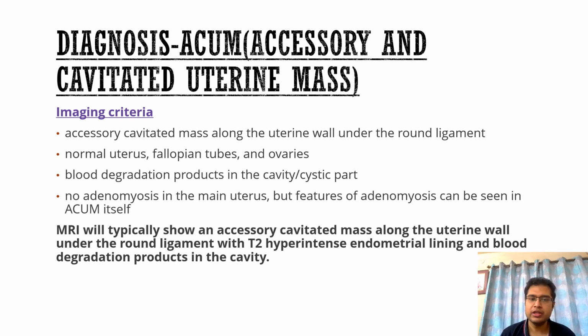The imaging criteria for the diagnosis is an accessory cavitated mass along the uterine wall under the round ligament. The uterus appears normal along with the fallopian tubes and the ovaries. The adnexae were normal. The blood products are seen within the cavity or cystic lesion, and there is no adenomyosis as seen in the main uterus, but features of adenomyosis can be seen in the ACUM. MRI will typically show an accessory cavitated mass along the uterine wall under the round ligament with T2 hyperintense endometrial lining and blood degradation products in the cavity.